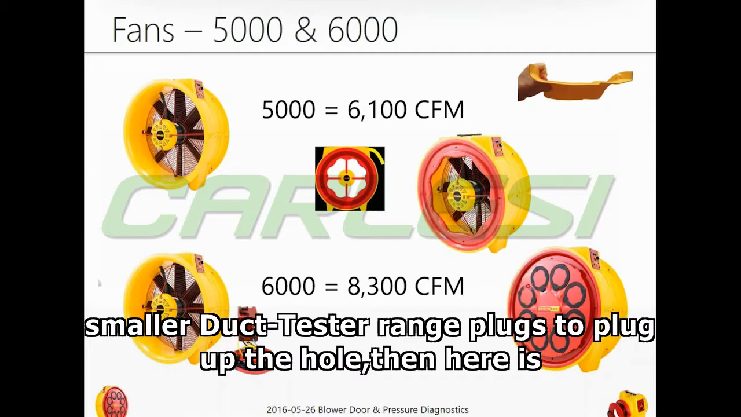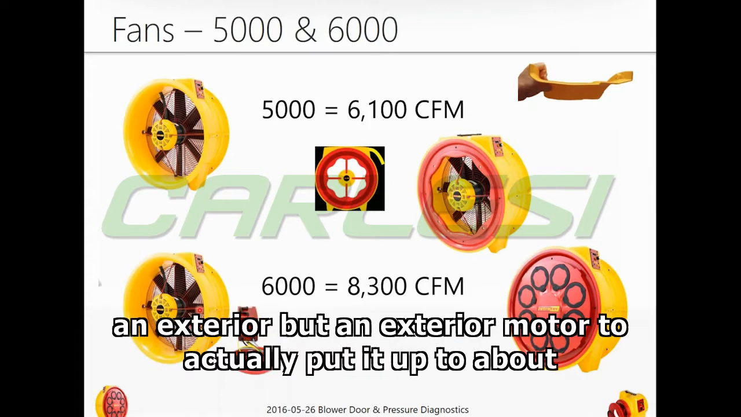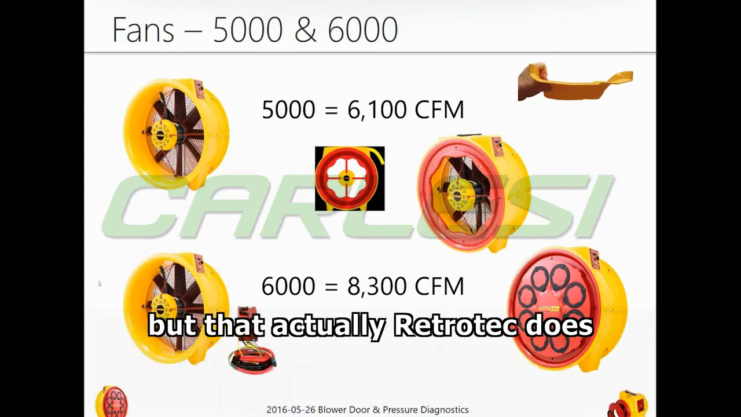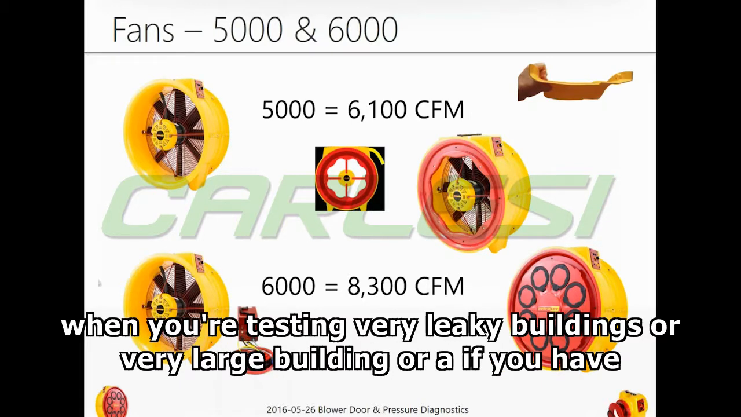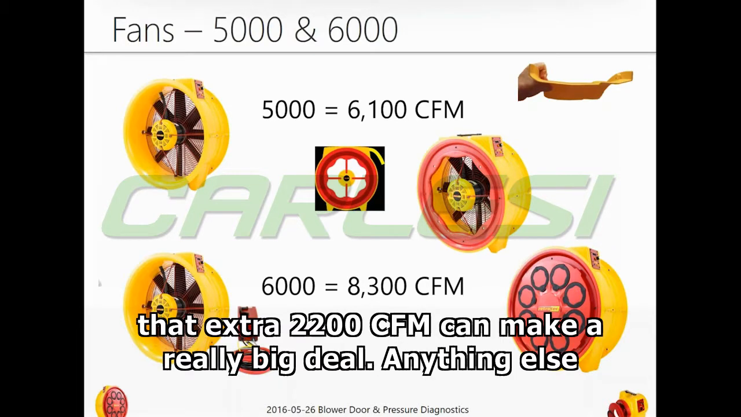And then here's its counterpart, the 6000. Generally the same size fan, but it uses an exterior motor to put it up to about 8,300 CFM. Many people don't know this, but Retrotec does make a high power fan, the 6000 or the 3000, especially useful when you're testing very leaky or very large buildings, or if you have an application that requires multiple fans. That extra 2,200 CFM can make a really big deal.